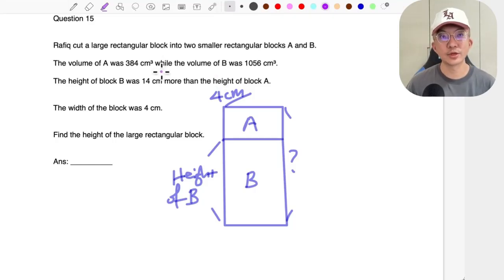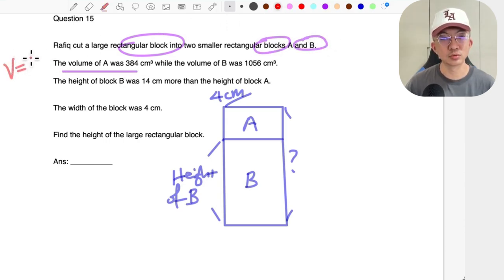So in this question, it's about rectangular blocks cut into one small and one big. Okay, so there's a volume. So remember, stand by the formula: V equals LBH, length times breadth times height. Take note of the units as well.